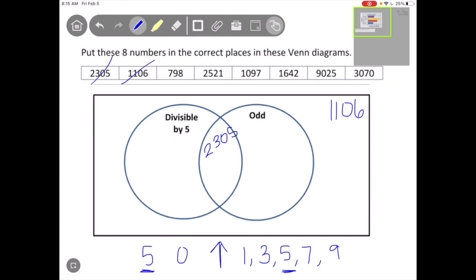The next number is 798. Again, it's not divisible by 5, and it's not odd, so we'll put it on the outside.